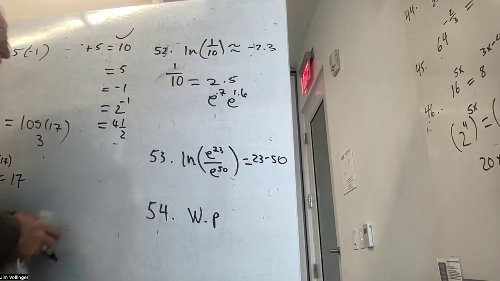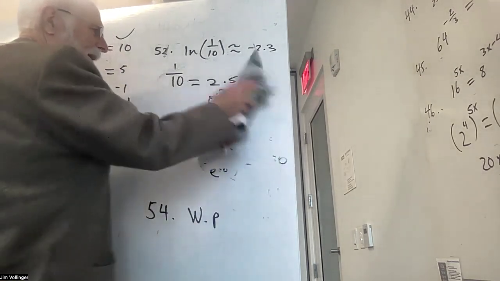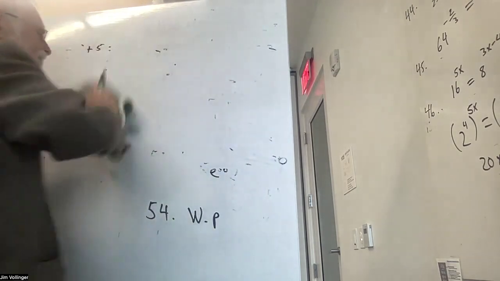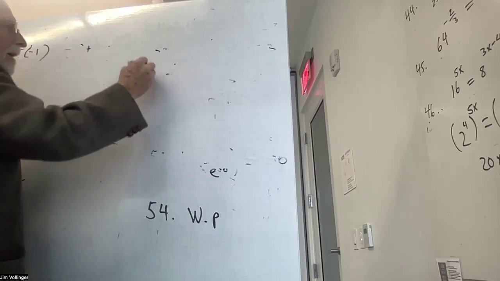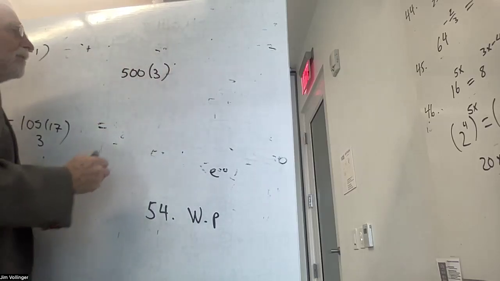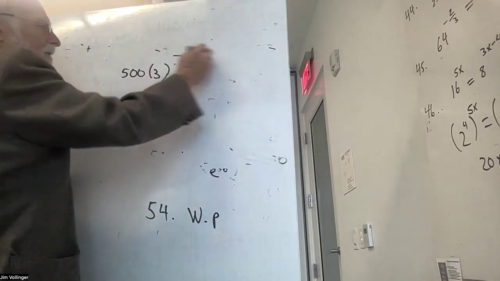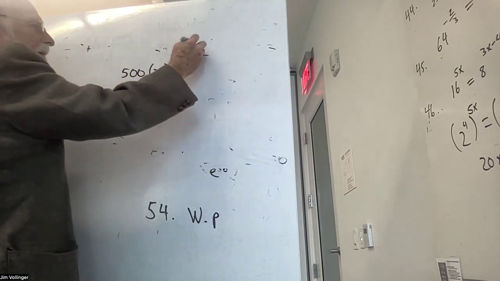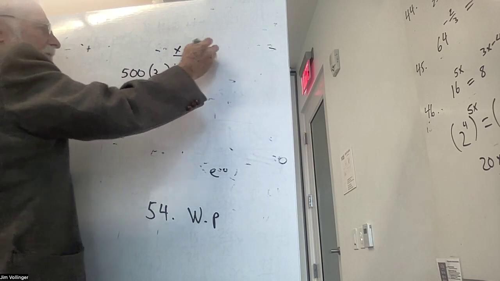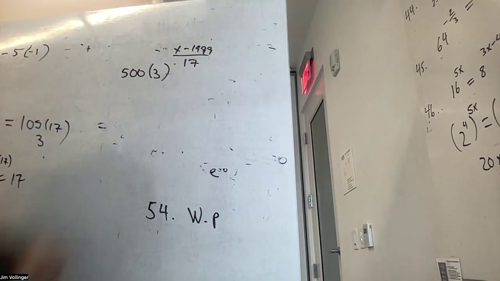Word problem. I don't have the test in front of me. Too bad. So I'll make one up. John puts $500 in the bank, and it triples every 17 years. And he started in 1999. I wonder what I could write as an equation to capture that. I just did.